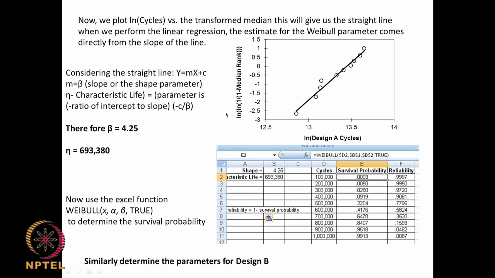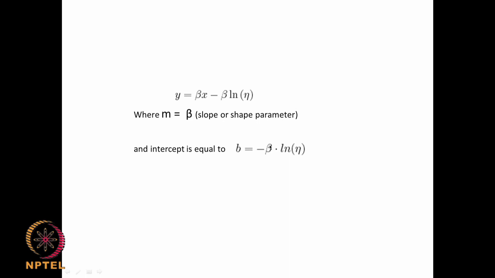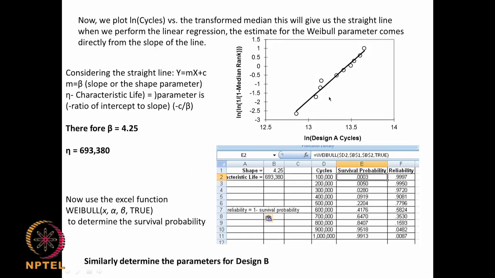Okay. So, I am plotting logarithm of 1 divided by 1 minus median rank, because median rank is considered to be your qt, then this is the logarithm of design cycle. Data falls here, and the slope is your beta. Then the other parameter eta is calculated by the ratio of intercept to slope, because that is given by this beta. So, if you divide, you will get eta given by this. So, beta is 4.25, that is the shape factor, eta is 693,380.